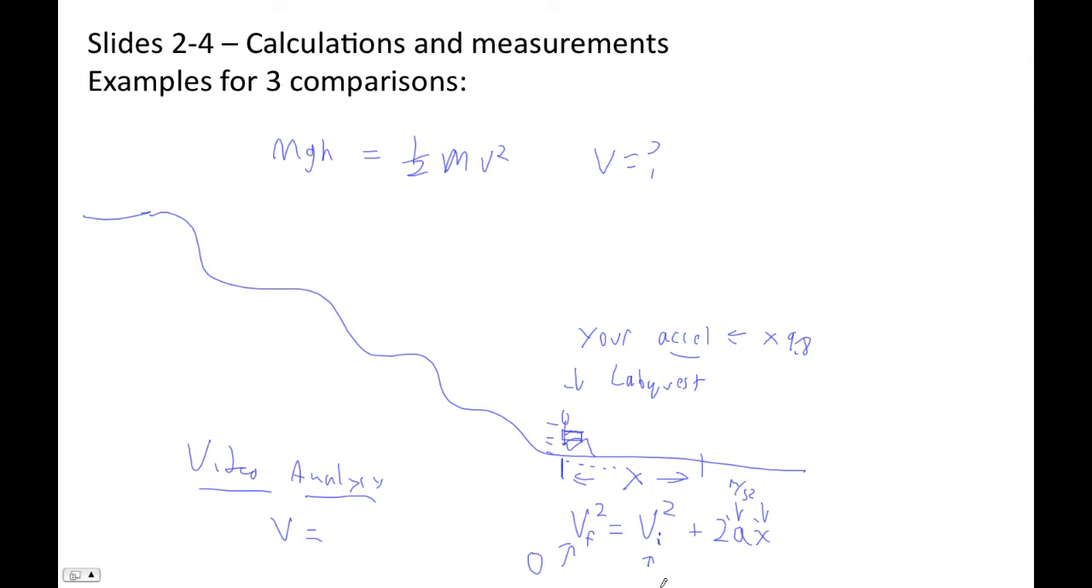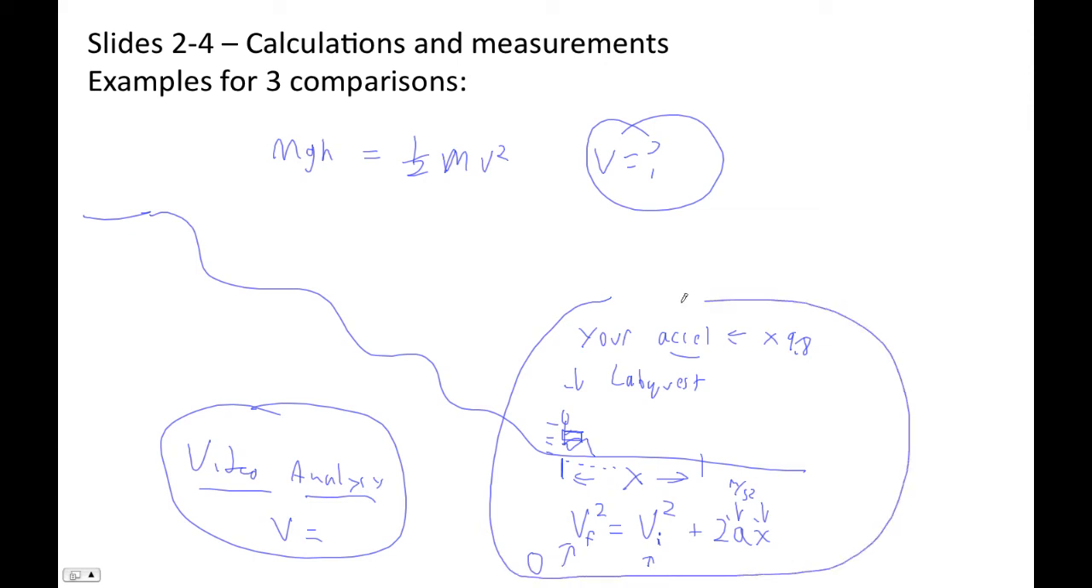I'm just trying to shake things up here. These are examples of three things, right? The velocity from conservation of energy, velocity from video analysis, the velocity from your LabQuest data or your accelerometer data, right? Yay.